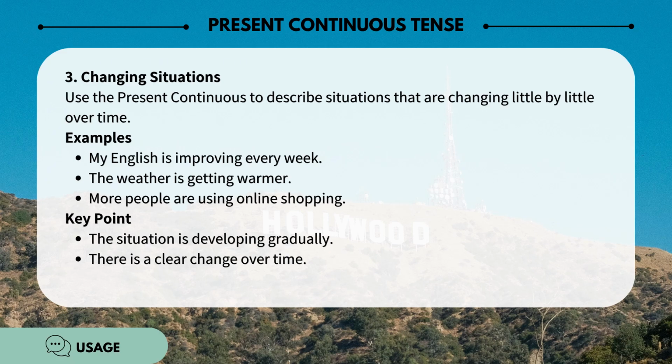Next. The weather is getting warmer. The temperature is changing little by little. And finally, more people are using online shopping. This describes a trend. The number of people is increasing over time. Whenever you want to describe progress, growth, or gradual change, the present continuous is often the best choice.